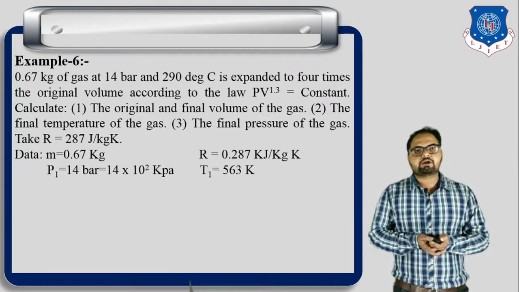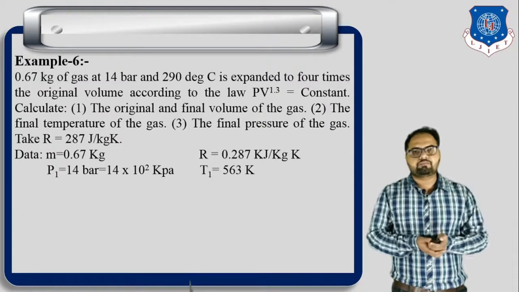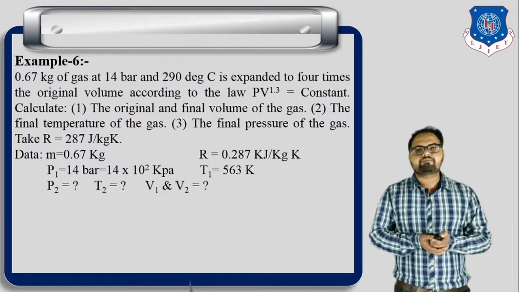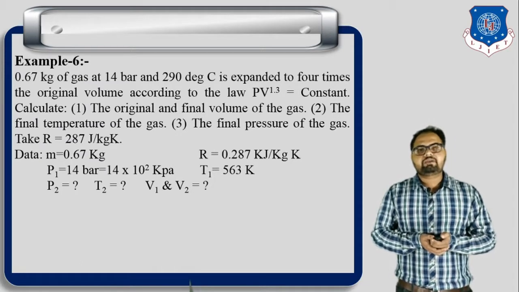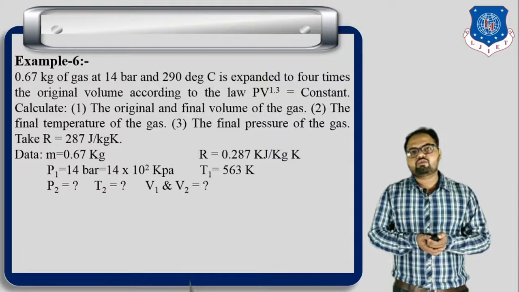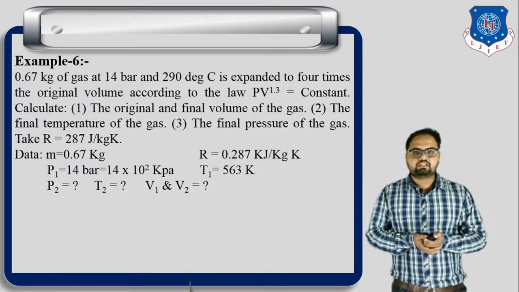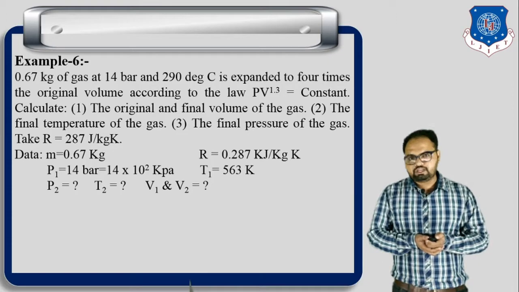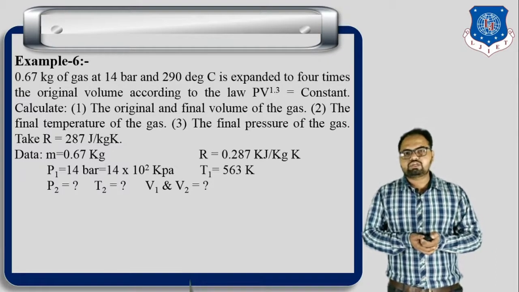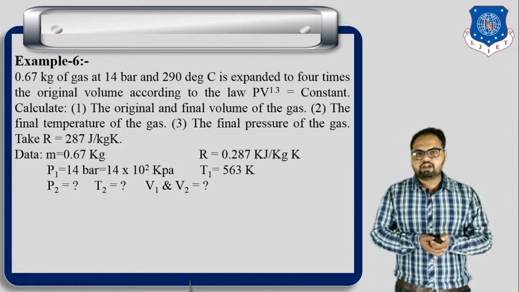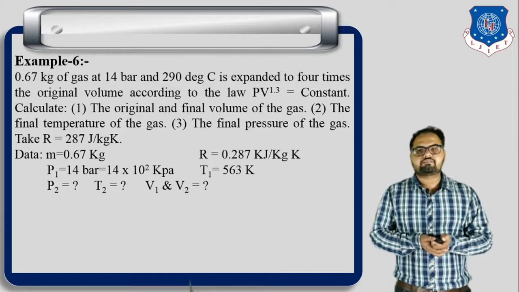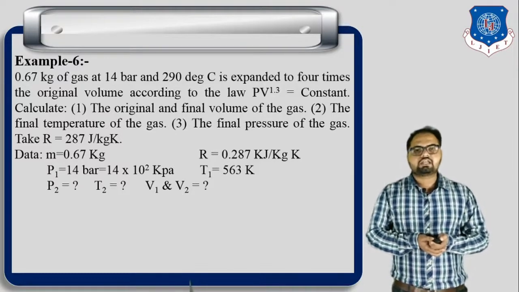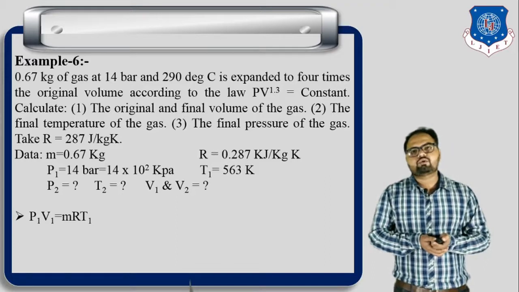Here the gas is expanded to 4 times its initial volume. That means V2 is equal to 4 times V1. And it follows the law PV raised to 1.3 is equal to constant, where 1.3 is the value of n, the polytropic index. We need to find the original and final volume of the gas, that is V1 and V2, the final temperature of the gas, that is T2, and the final pressure of the gas, that is P2, and take R equal to 287 joule per kilogram Kelvin.